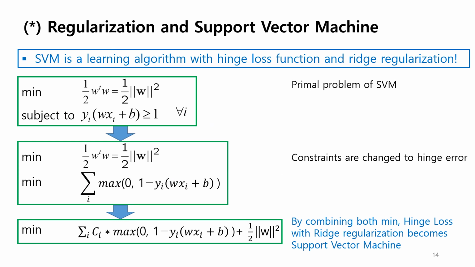We have studied the SVM algorithm in a different lecture, in a different chapter. In this slide, we're going to take a look at this SVM method from a different angle. This one here is the definition of the primal problem of SVM. We maximize the margin under these conditions. That's the definition of the primal problem of SVM.